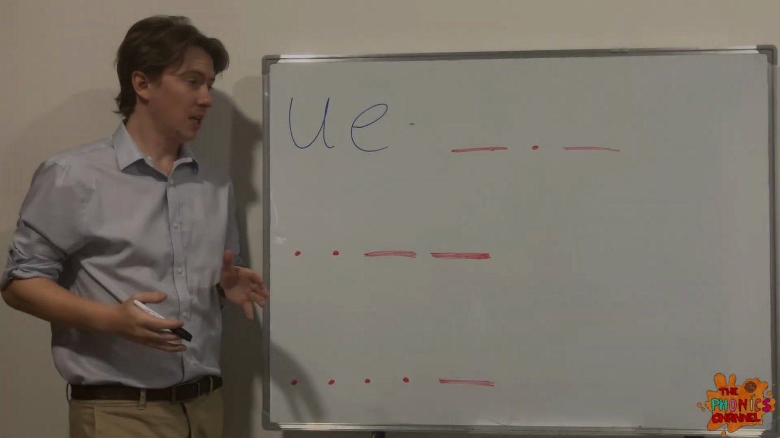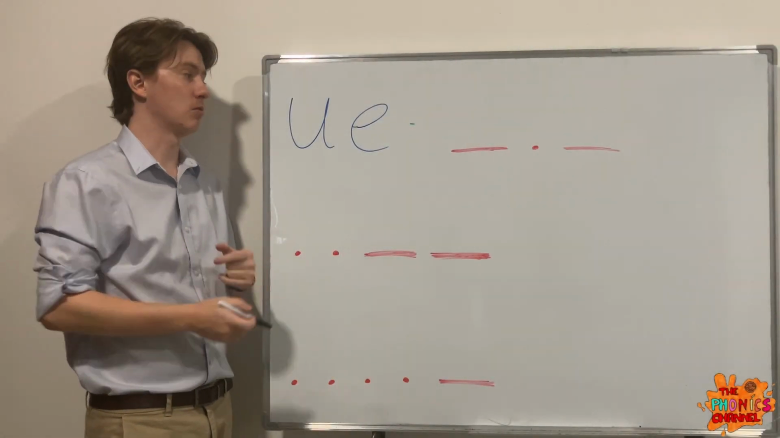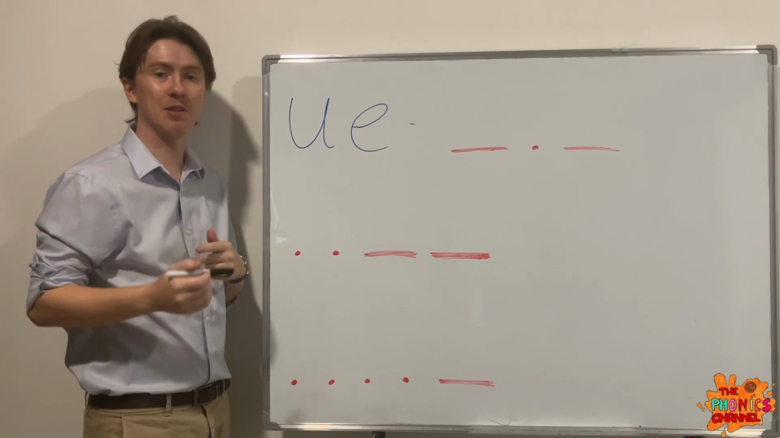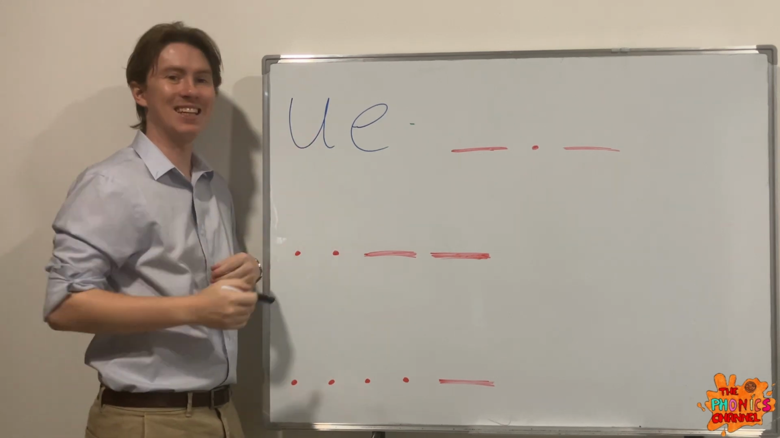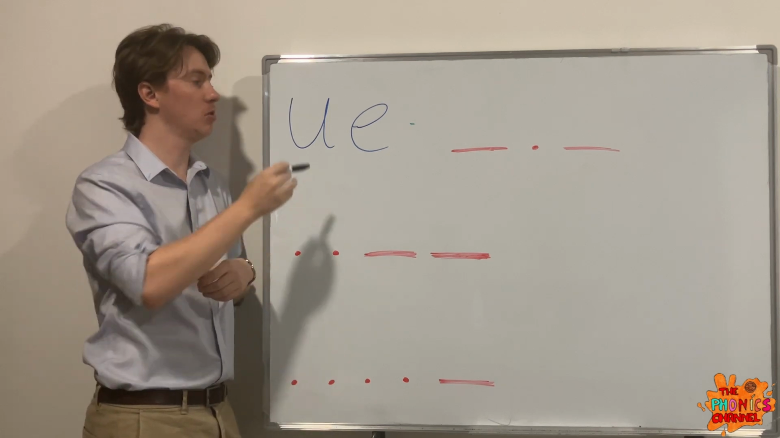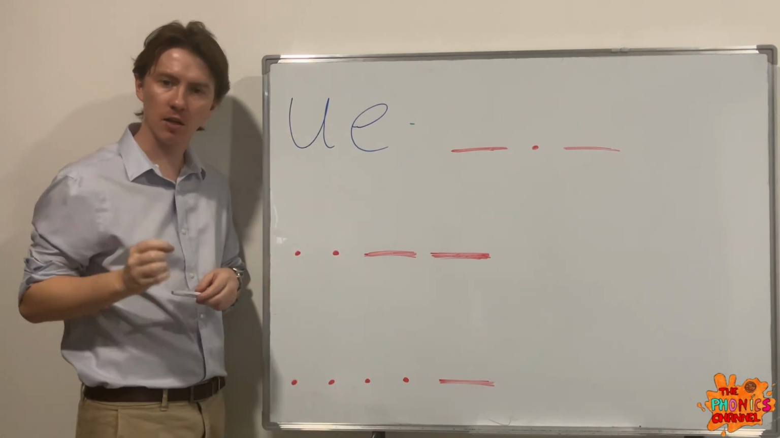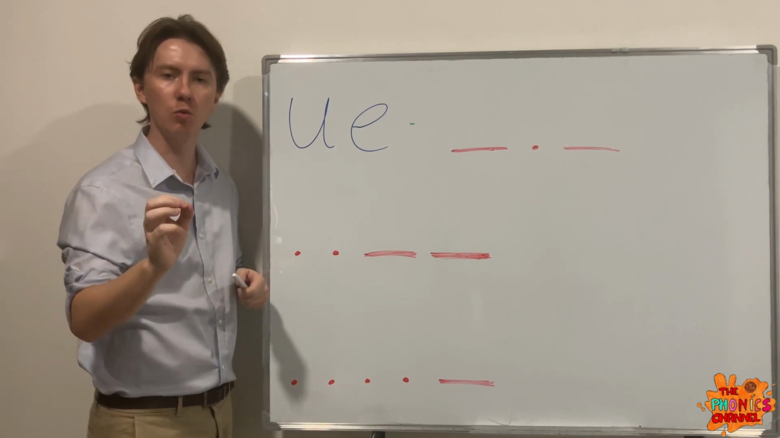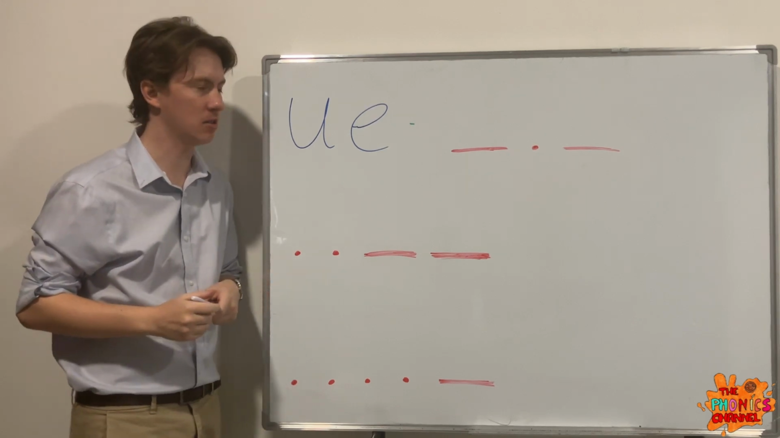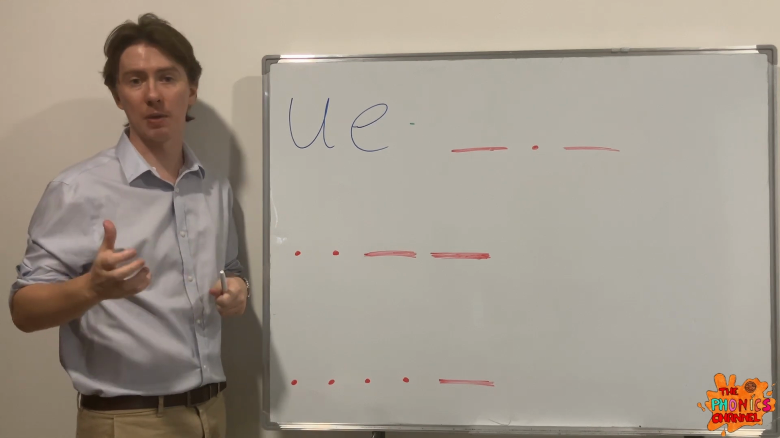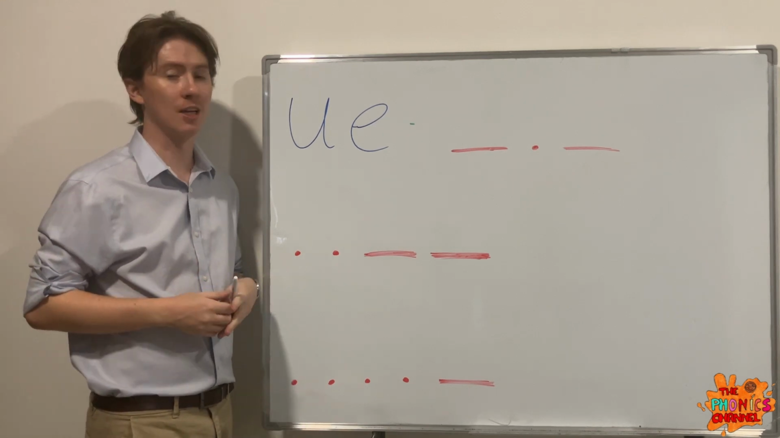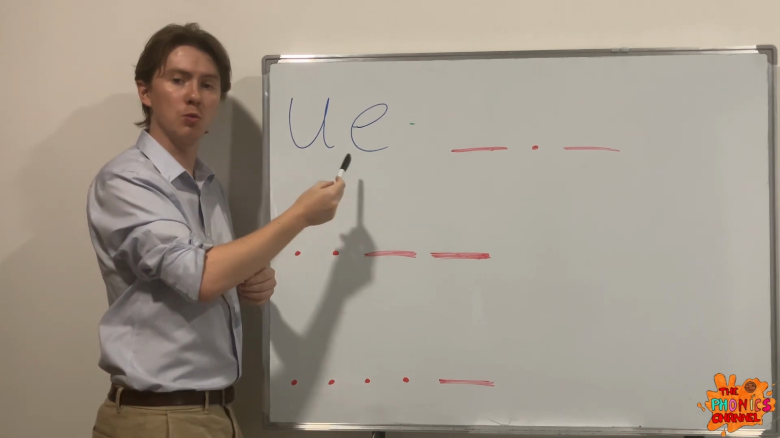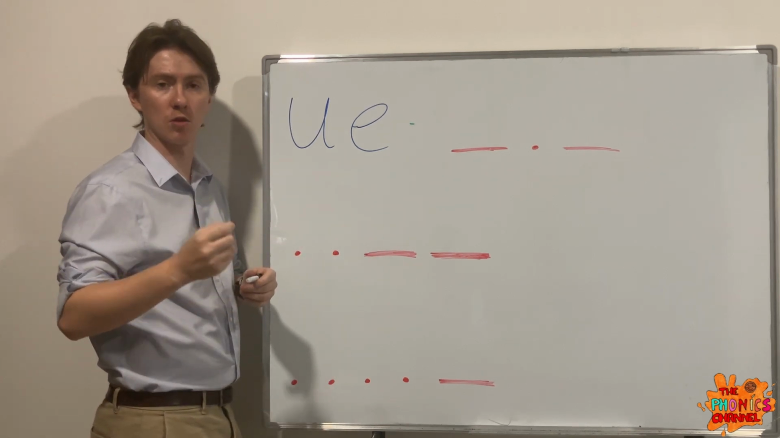So now we have another sound using the same two letters. As we know, the U and E can make the OO sound, but the U and E together can also make the U sound. U, U, U. So it can make two sounds depending on the word that it is in. So let's put this U sound into some words then.